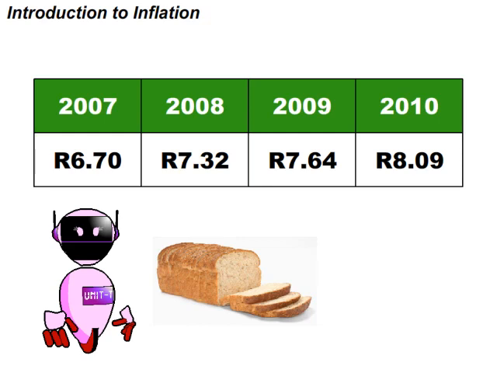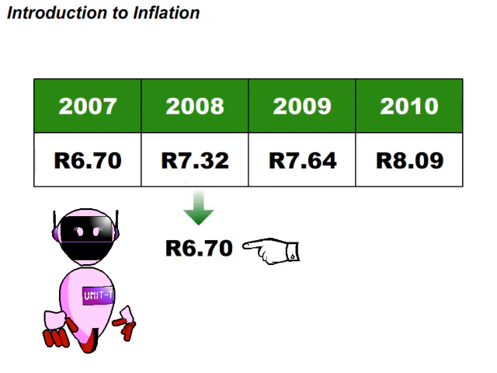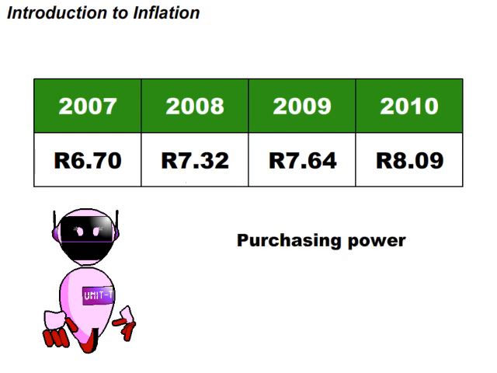We can say that the bread cost has increased, or we can say 6 rand and 70 cents no longer buys what it used to. We say the purchasing power of our money has declined or dropped. Inflation measures how much the bread increases in value from one year to the next.